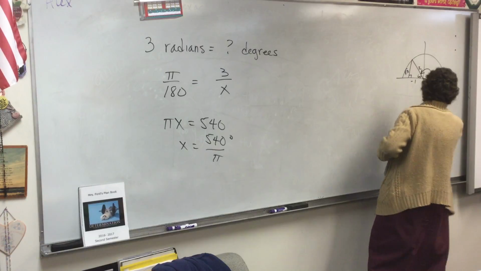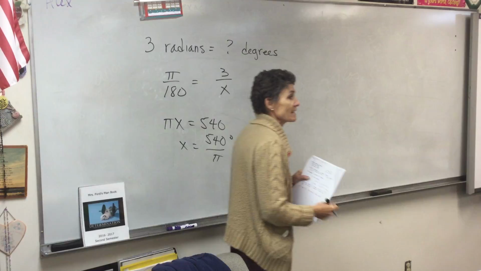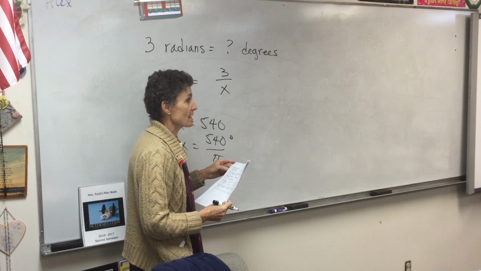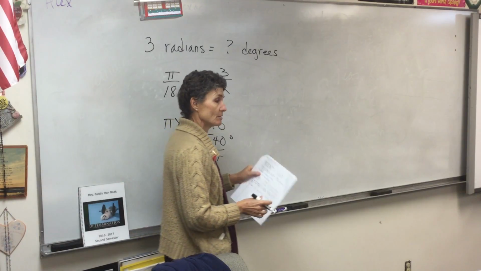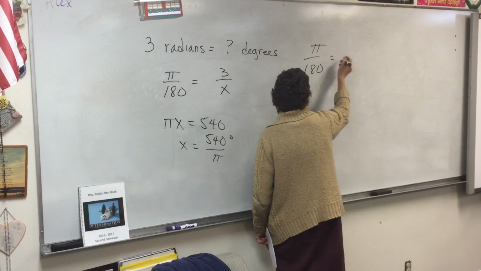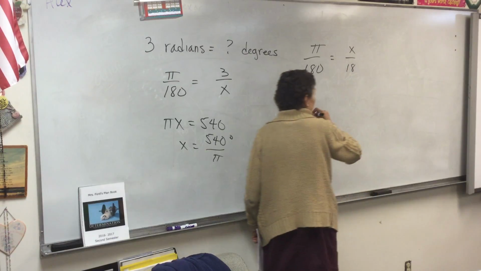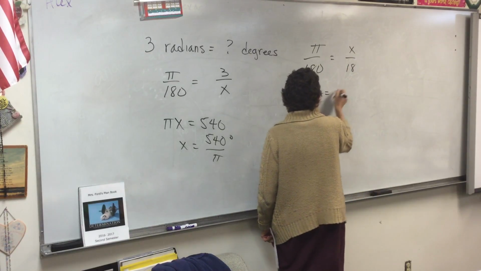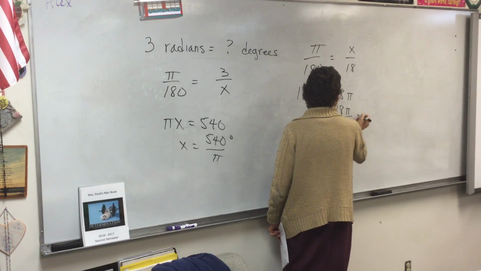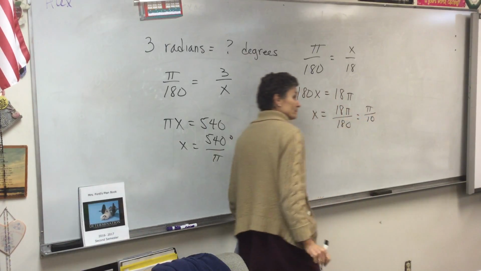Now we're going to do the same thing the other direction. We're going to change 18 degrees into radians. So what's that setup going to be? Same problem. Same thing. So what's the setup going to be for 18 degrees? Pi over 180. That never changes. That's a fact of life. Pi over 180, x over 18. There we go. So 180x equals 18 pi, and x equals 18 pi over 180, which conveniently reduces to pi over 10.